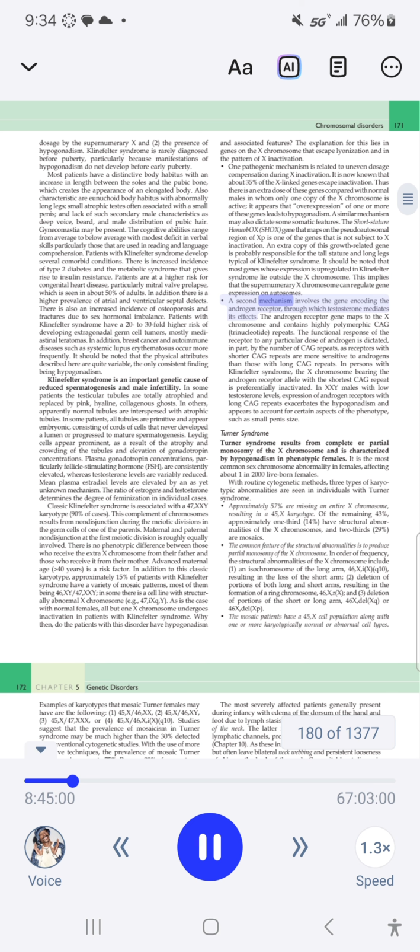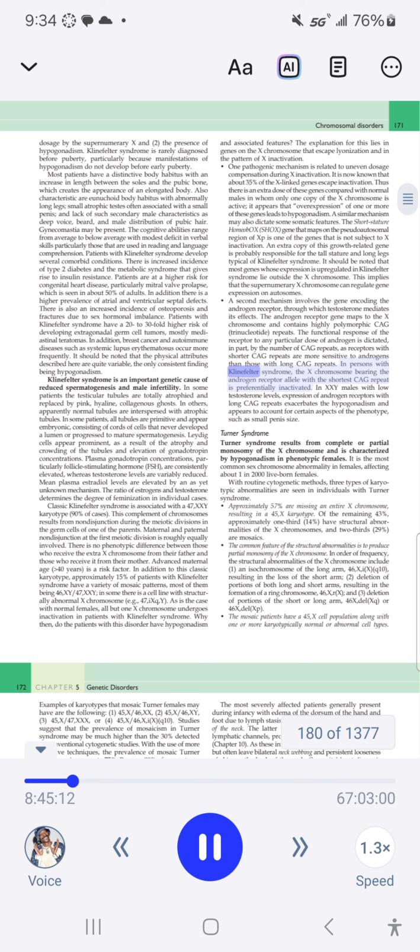A second mechanism involves the gene encoding the androgen receptor, through which testosterone mediates its effects. The androgen receptor gene maps to the X chromosome and contains highly polymorphic CAG trinucleotide repeats. The functional response of the receptor to any particular dose of androgen is dictated in part by the number of CAG repeats, as receptors with shorter CAG repeats are more sensitive to androgens than those with long CAG repeats.